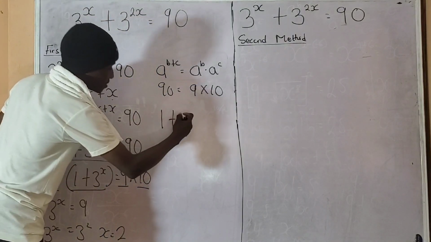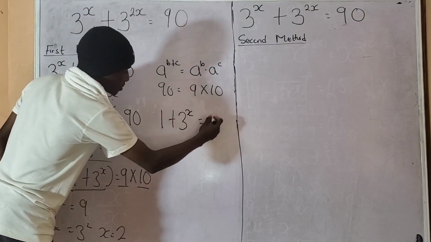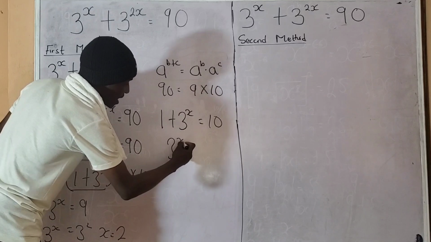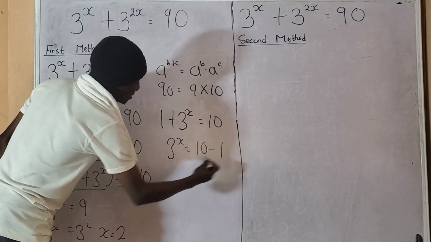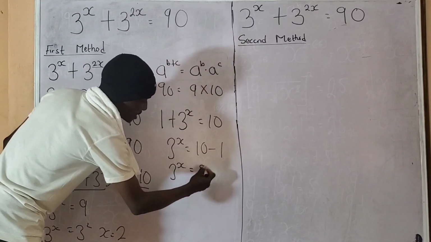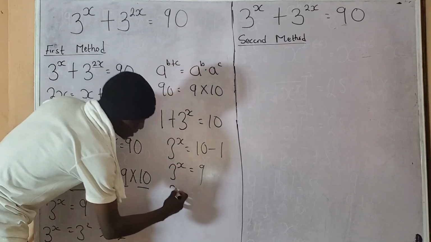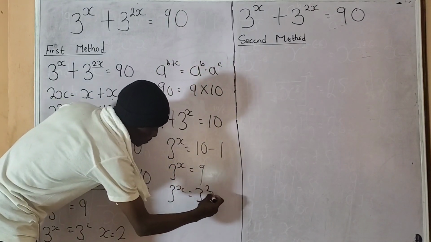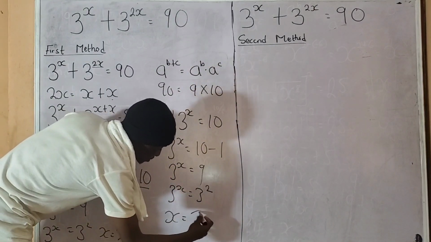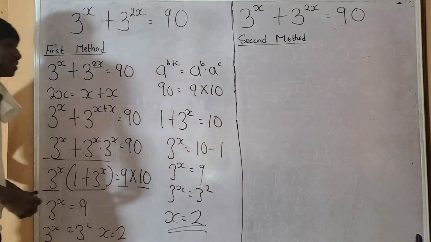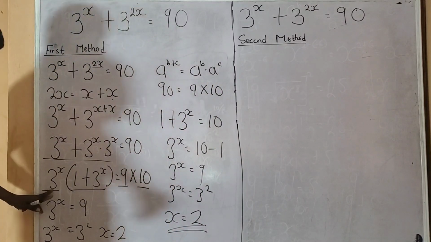Okay, let us set 1 plus 3 raised to the power of x equals 10. 3 raised to the power of x equals 10 minus 1. 3 raised to the power of x equals 9, which gives us the same. 3 raised to the power of x equals 3 raised to the power 2. Is x the same thing as 2? So we still have 2 as the final answer, whether you use this or this.